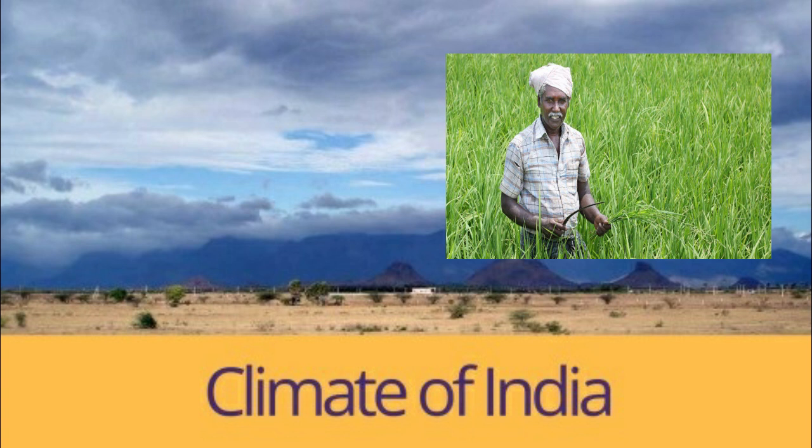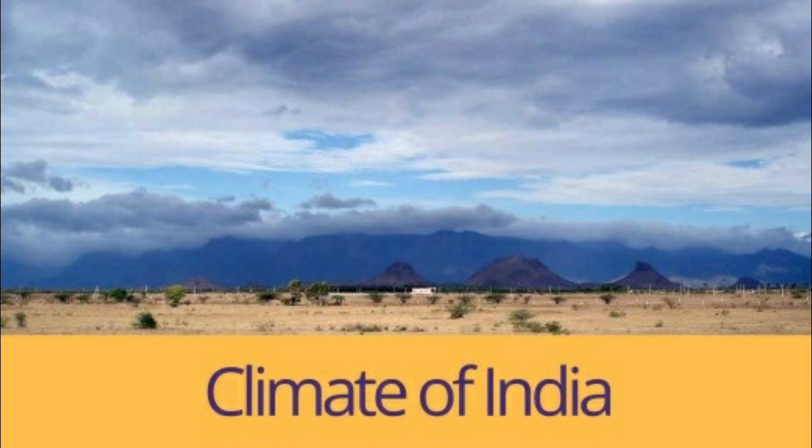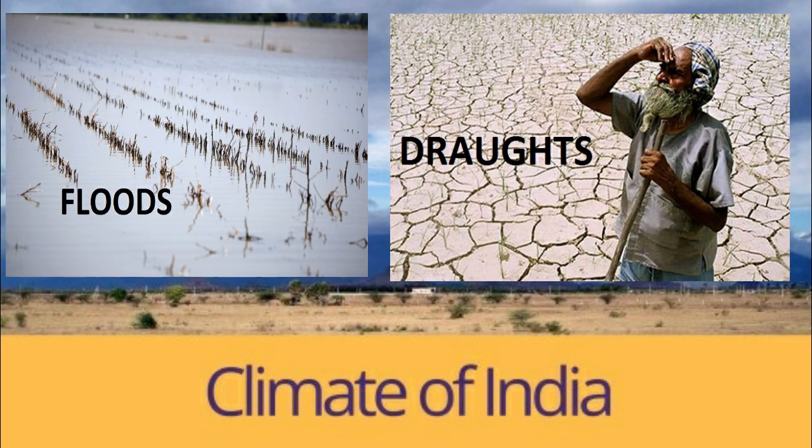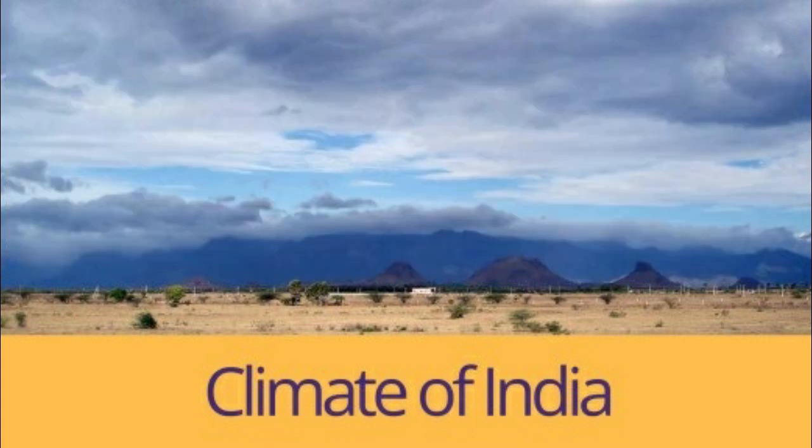Now, India being an agricultural country, the farmers mostly depend upon rains. But the monsoon winds fluctuate in their arrival and lead to floods or droughts. The cyclonic nature of the winds also causes heavy damage.